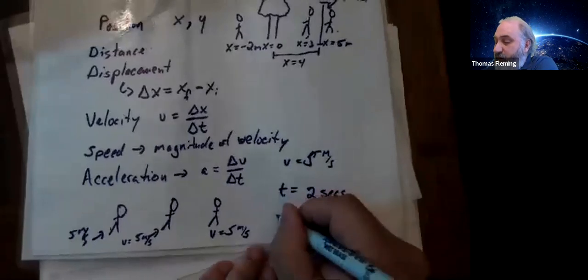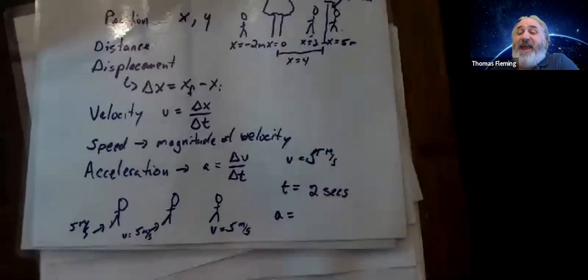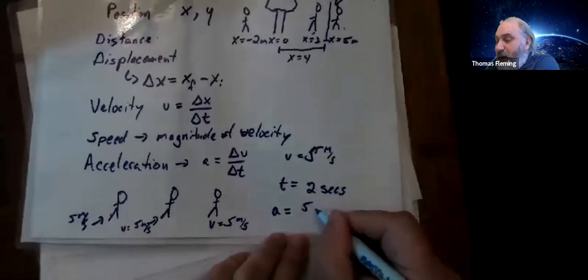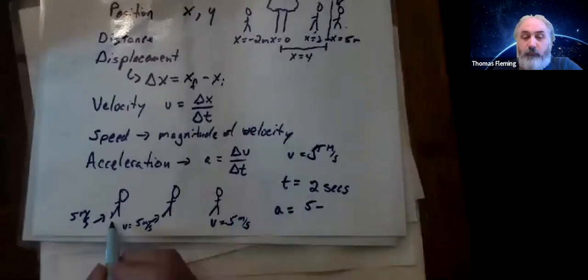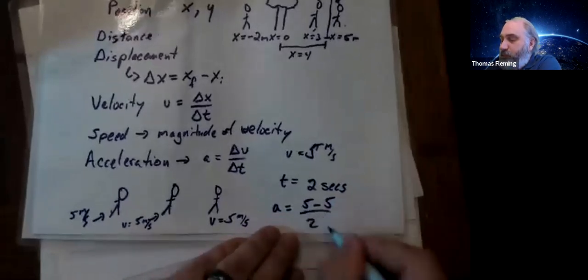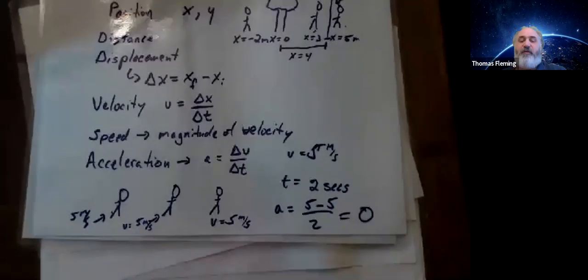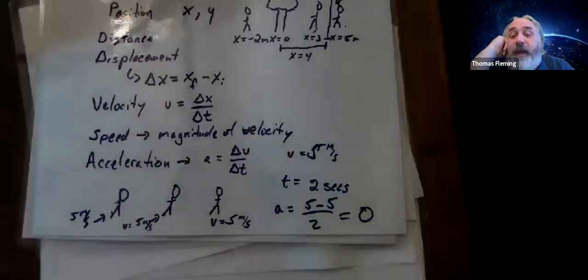And so his acceleration is going to be his final velocity, his velocity at the end of that 2 seconds, which was 5, minus his original velocity, which is at the beginning of the 2 seconds, also 5, which means his acceleration was 0. And so that's the sort of mistake that I see people make all the time. And it's important to be aware of that, right?